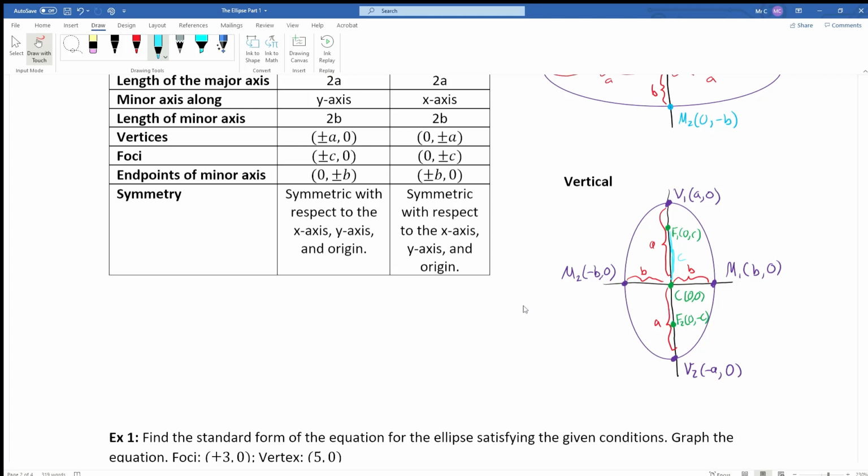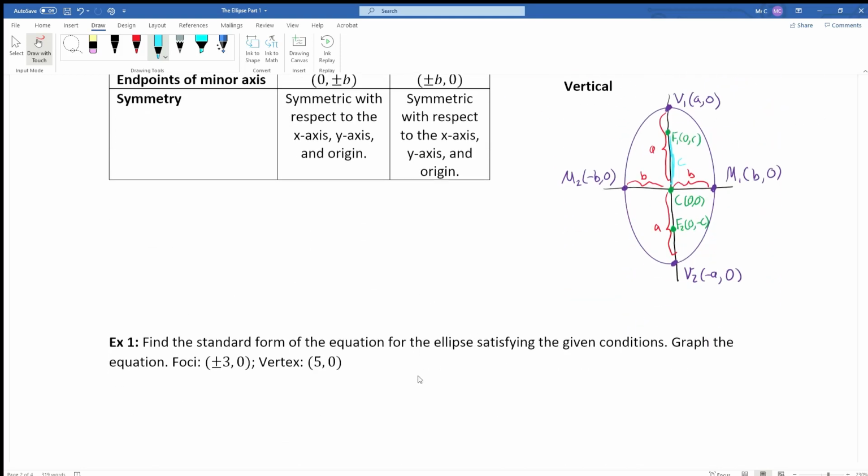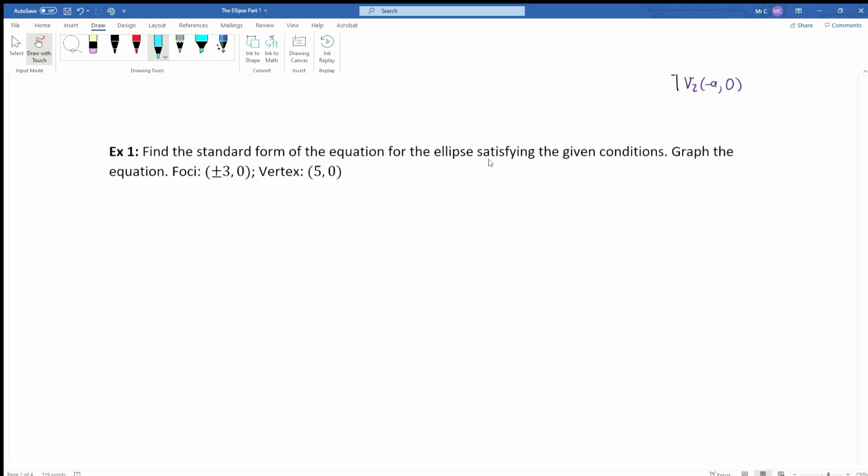So we want to take this way of viewing the ellipse and use that to answer as many questions as possible. So we'll go through some examples here. Find the standard form of the equation for the ellipse satisfying the given conditions. Graph the equation. So what I want to do every time with the ellipse, just like with the parabola, is draw so that I can determine my information geometrically.